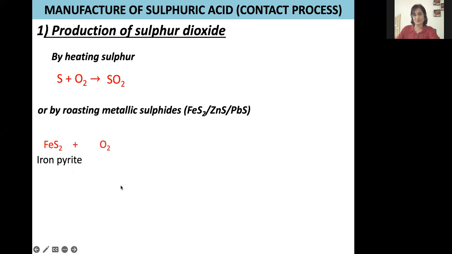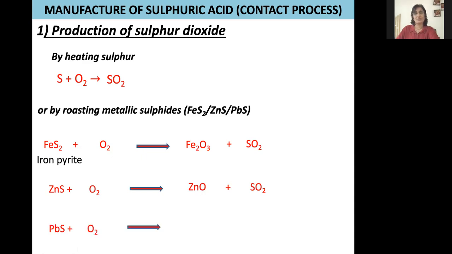FeS2, with oxygen. Each individual element, iron as well as sulfur, will like to combine with oxygen. Thereby you get iron oxide and sulfur dioxide. Similarly, zinc sulfide with oxygen, both of them would like to combine with oxygen, and thereby you get zinc oxide and sulfur dioxide. Lead sulfide also will give you lead oxide and sulfur dioxide. Let's see how do we balance these equations.